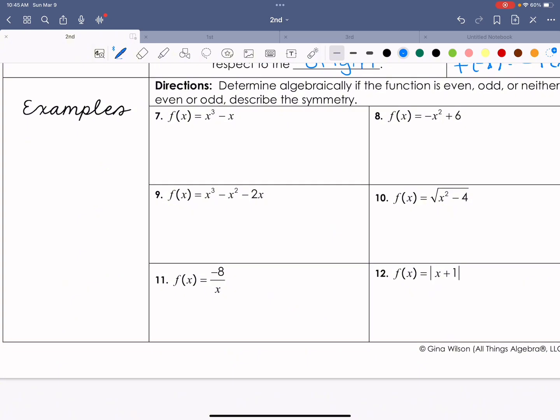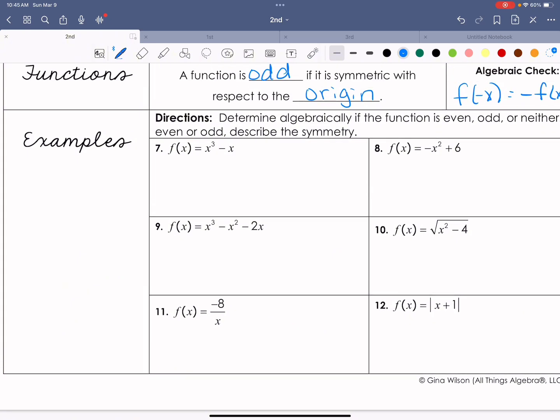So let's get down here to these examples. Now, what we're going to do is first we're going to find f of negative x, because that was the test for both of them.